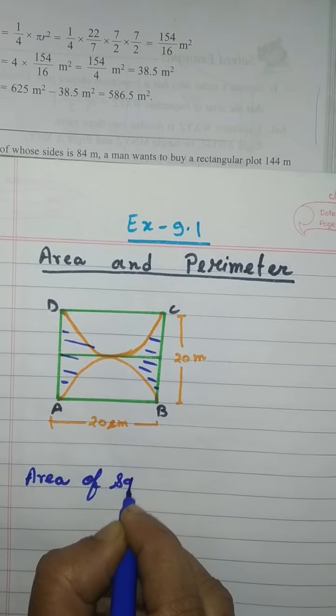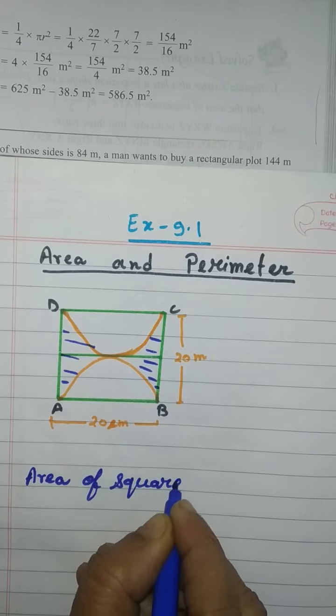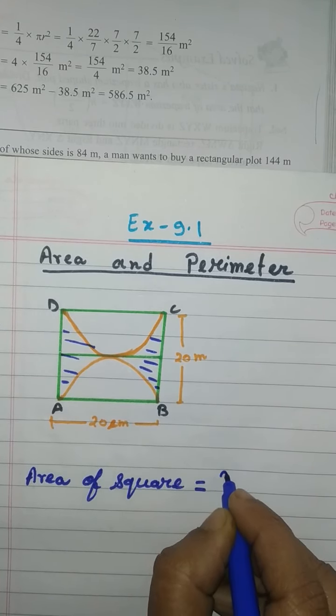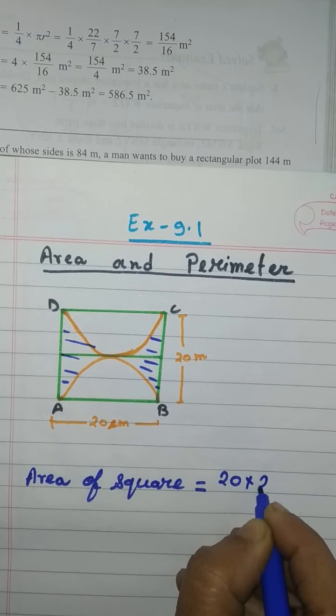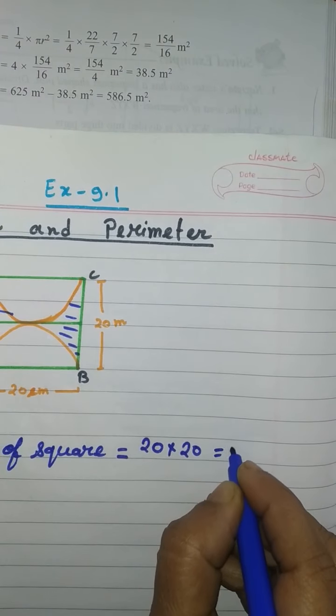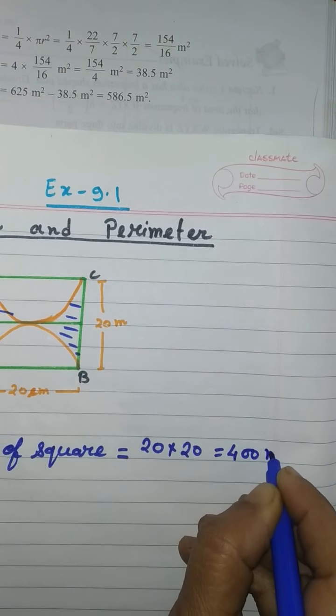Area of square. The formula is side into side. Here side is equal to 20 centimeter. So area is equal to 20 into 20, that is equal to 400 centimeter square.